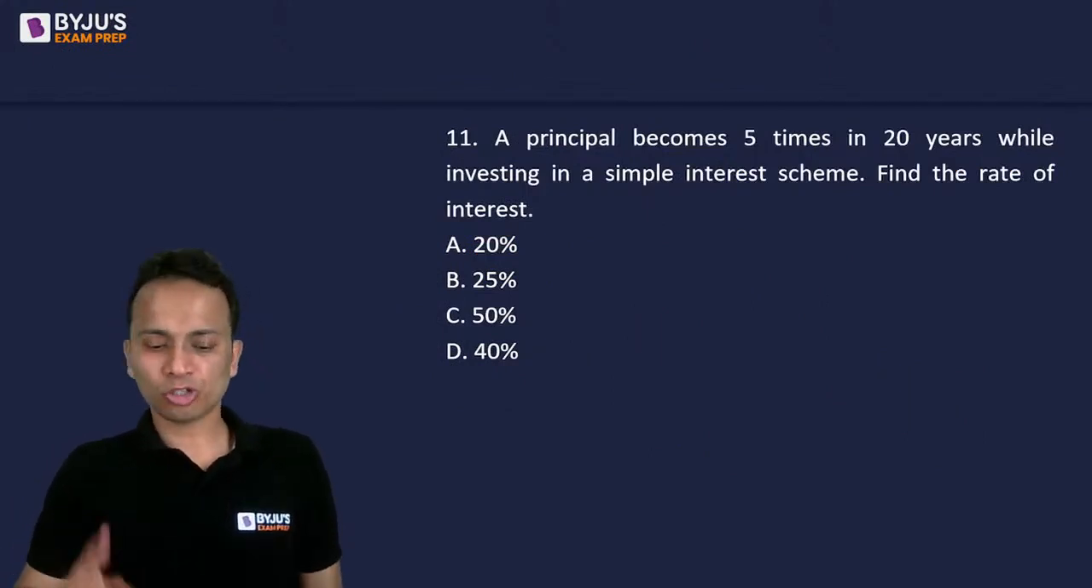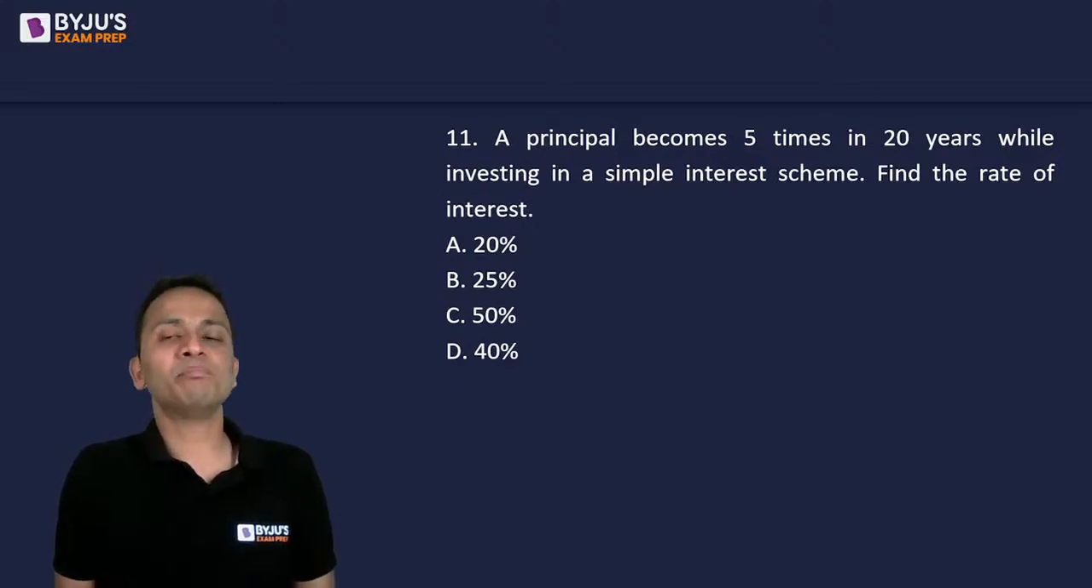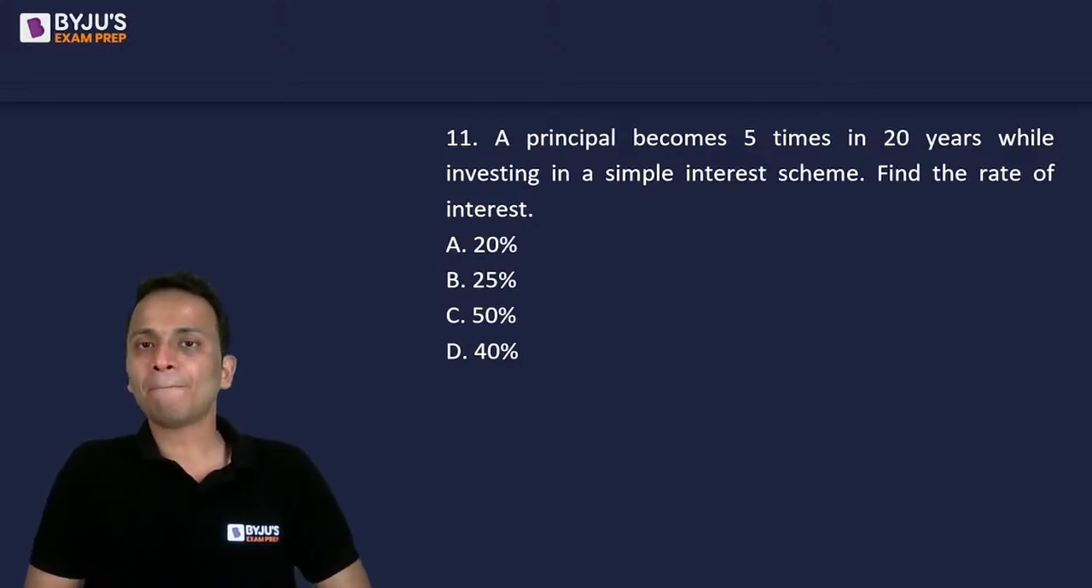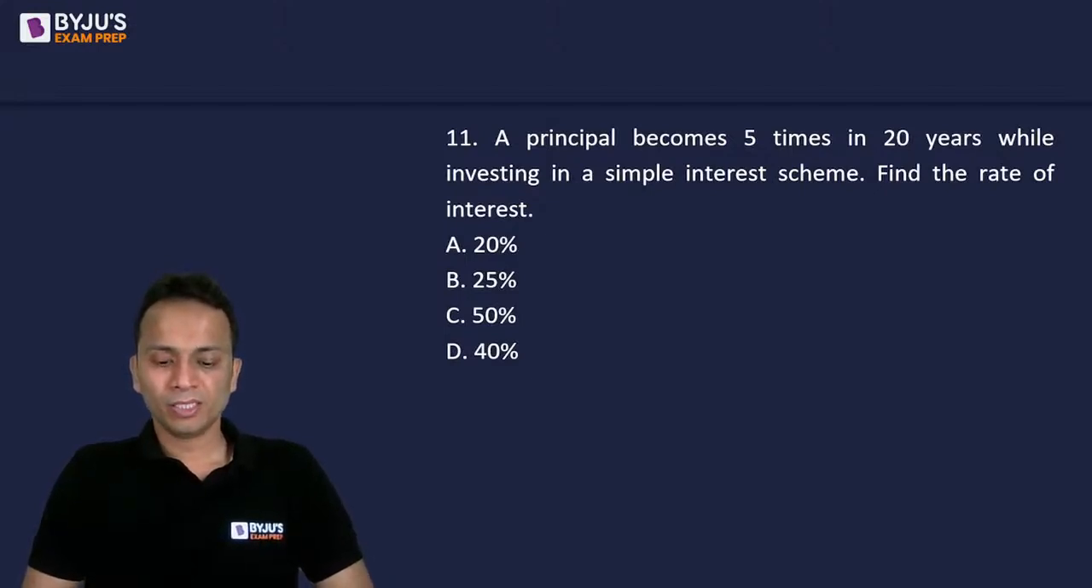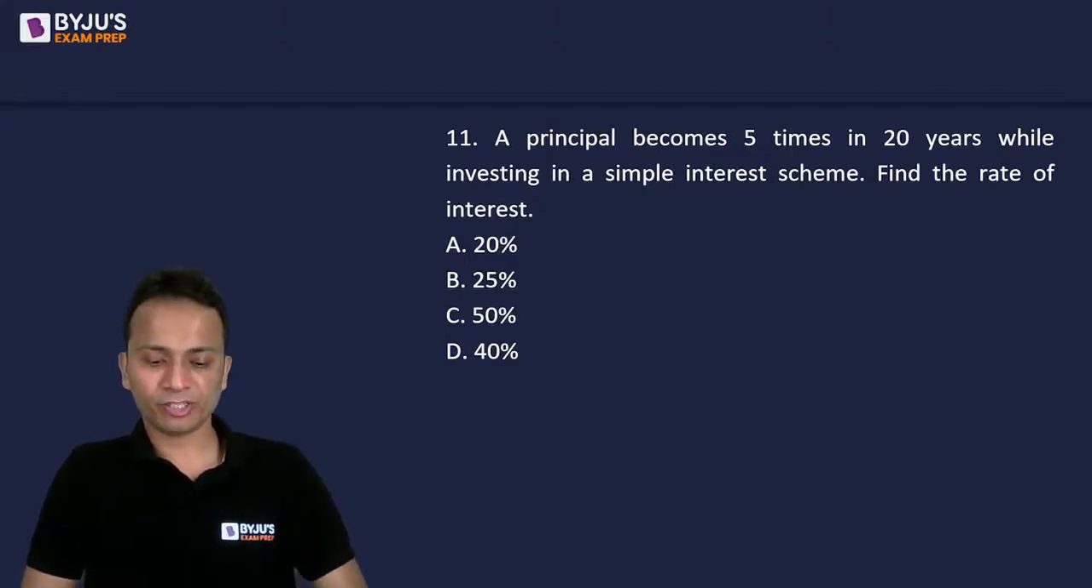Two more questions, question number 11 and 12, based on simple and compound interest. A principal becomes 5 times in 20 years while investing in a simple interest scheme. Find the rate of interest. Quickly find the rate of interest.